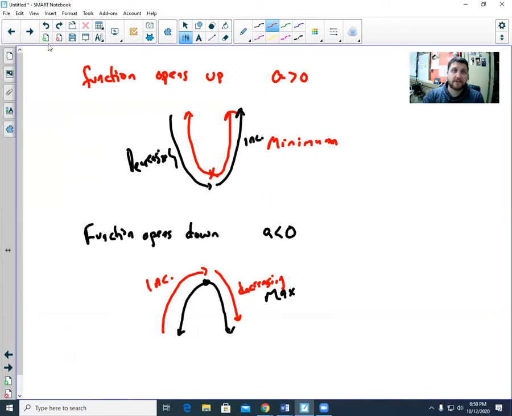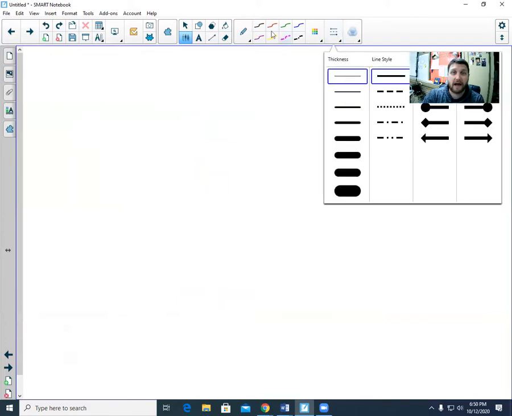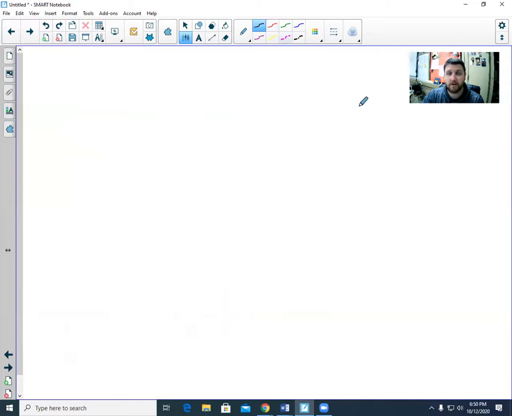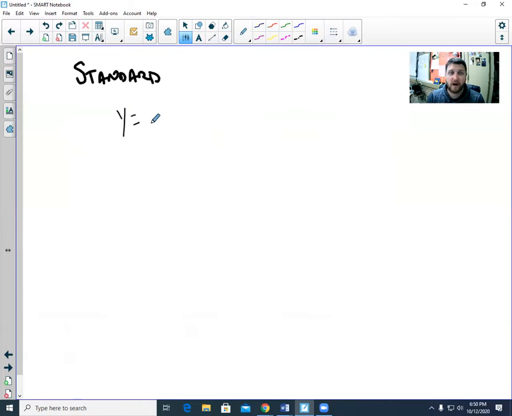Okay? Now there are two more varieties or formulas or whatever you want to call it that these parabolas can be in. But in this case, the next one is the standard form. And standard form is probably what you're the most comfortable looking at. And that is in the form y equals ax squared plus bx plus c. Standard form looks like this.